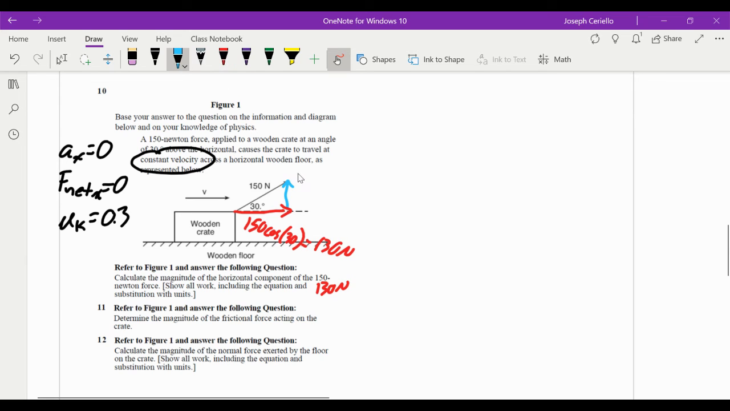Just for fun, let's find the y component or the vertical component. This is AY, 150 sine of 30. And we're able to use the 30 degrees because this is the angle with respect to the positive x-axis. This comes out to be 75 newtons.